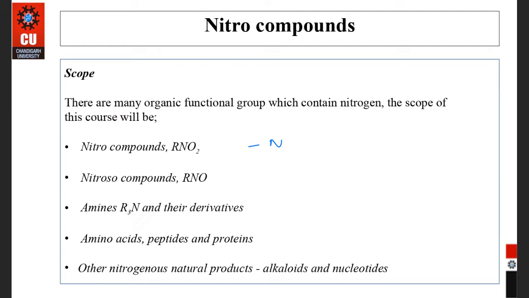Nitro compound means nitro group is NO2, nitroso group is NO, okay, like this. And amines and their derivatives are NH2. This is primary amine. And if we replace this hydrogen by further alkyl groups, then we get secondary and tertiary amines. Then amino acids, peptides, and proteins, other nitrogenous natural products. Okay. So to study nitro compounds, first see what are nitro compounds.